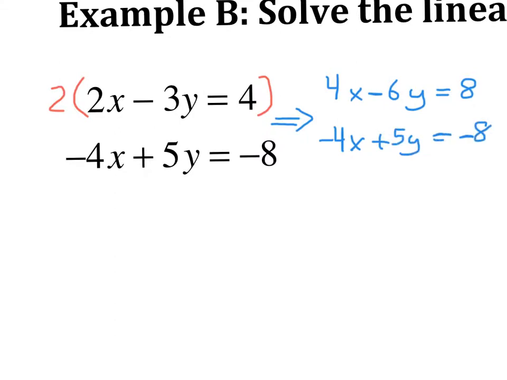So step number 1, I multiplied to get opposite coefficients. In this case, only one equation. Now I have opposite coefficients, so step number 2 says I'm just going to add them together.